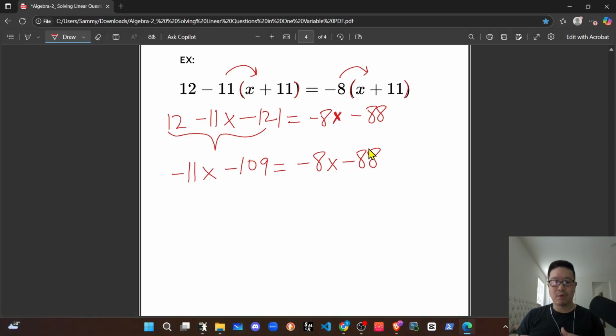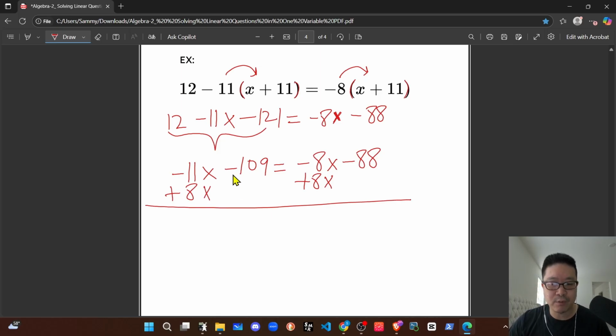All right. So now that we have both sides simplified, we can finally begin to solve for x. Again, we want x on one side. So I want x on the left side of the equation, and I want everything else on the opposite side of the equation. In order to do that, we're going to use inverse operations. So we can get rid of this negative 8x by adding 8x to both sides. And we can also get rid of this negative 109 by adding 109 to both sides.